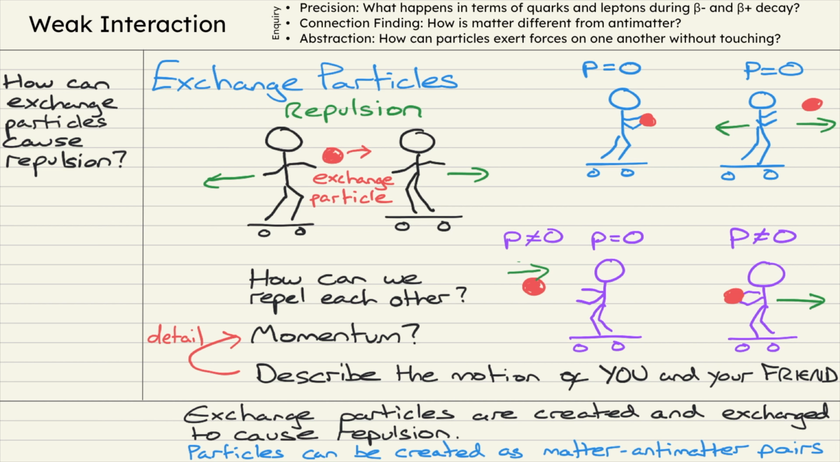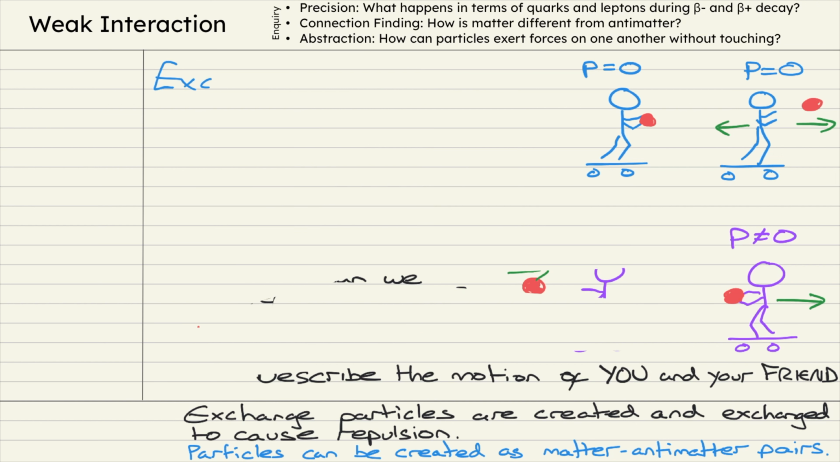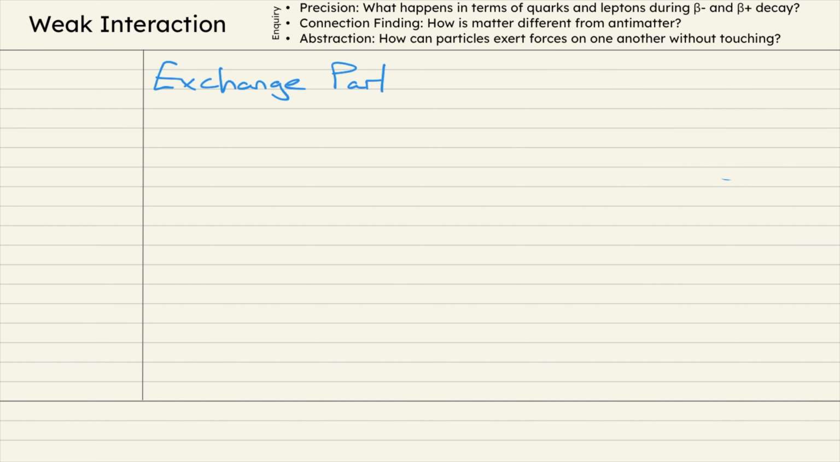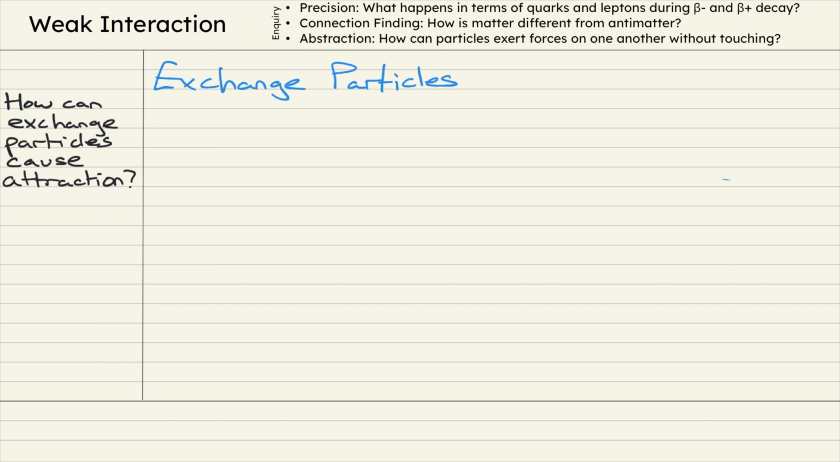So, that explains repulsion, but what about attraction? Can you now try to imagine how exchange particles could cause attraction? Okay, go on, have a think. Okay, so here's one way of doing it. You and your friends stand facing away from one another on your skateboards.